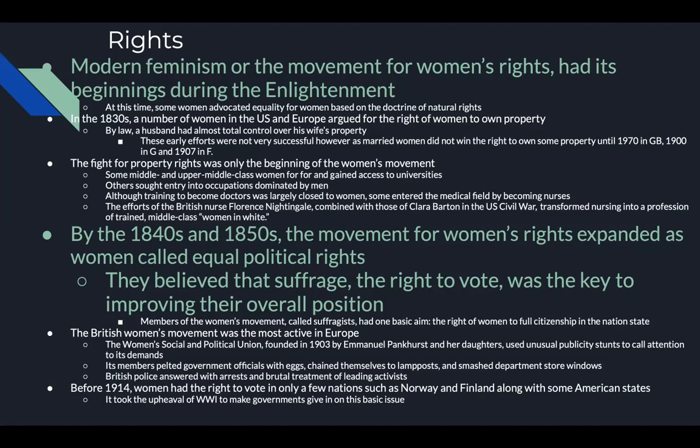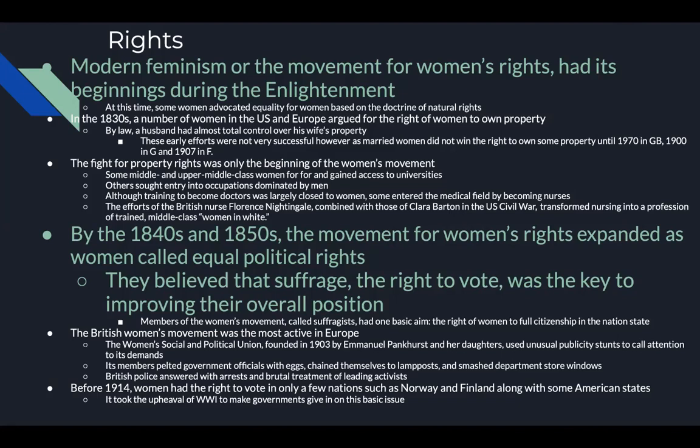The Women's Social and Political Union, founded in 1903 by Emmeline Pankhurst and her daughters, used unusual publicity stunts to call attention to its demands. Its members pelted government officials with eggs, chained themselves to lampposts, and smashed department store windows. British police often answered with arrests and brutal treatment of the leading activists.